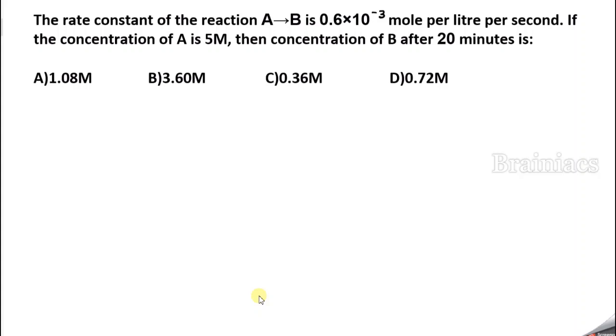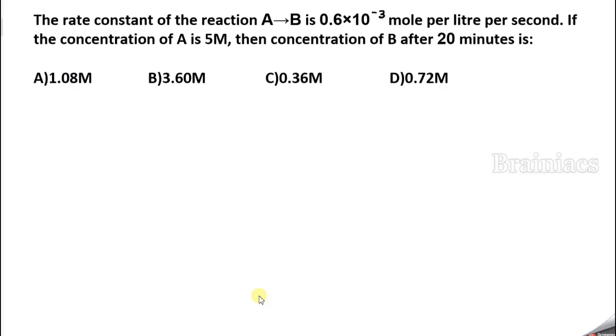I hope you could all see the question. It's a very good question that came for NEET. Let's see. The rate constant of the reaction A converting to B is given as 0.6 into 10 power minus 3 mole per liter per second. If the concentration of A is 5 molar, then the concentration of B after 20 minutes is. So this is the question.